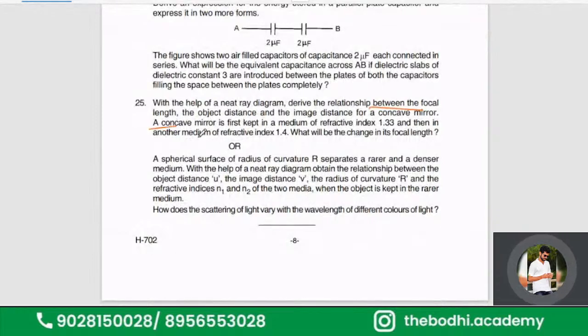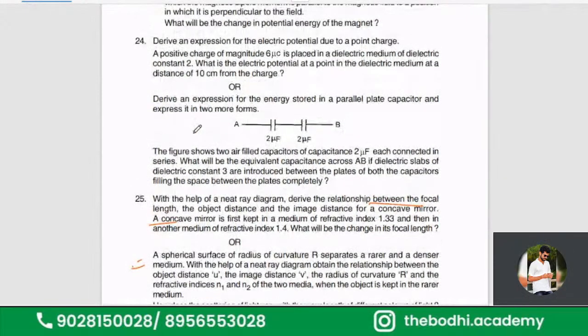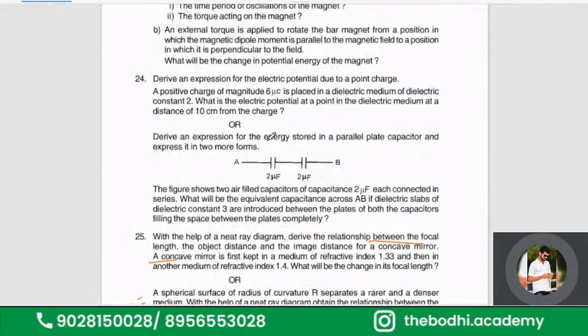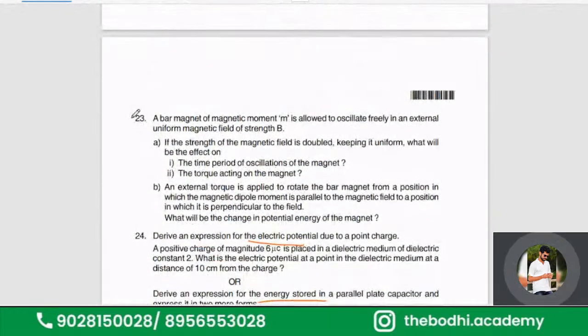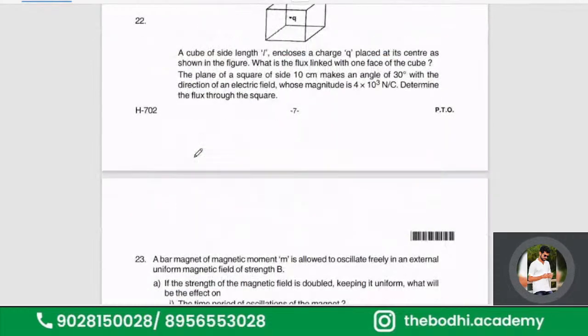This is a derivation and a simple question. Derivation. Derive the expression for energy stored. Derivation and a simple question. Derivation and simple question. Derivations. These all are repeated derivations. You'll see it's coming out of three years' papers. One derivation, this one will be 100% repeating. Then from here you have to do 22 and 23.